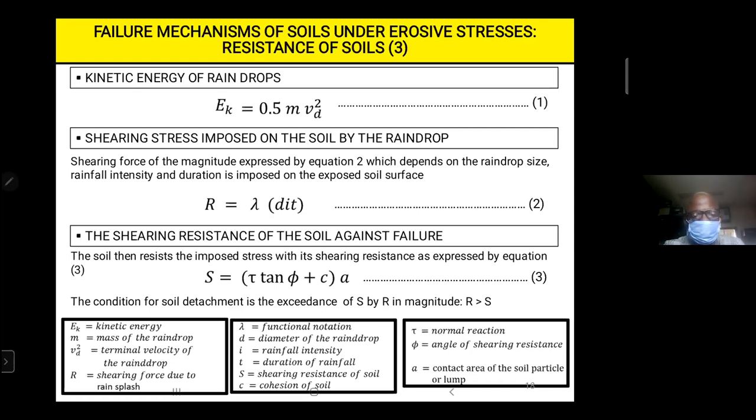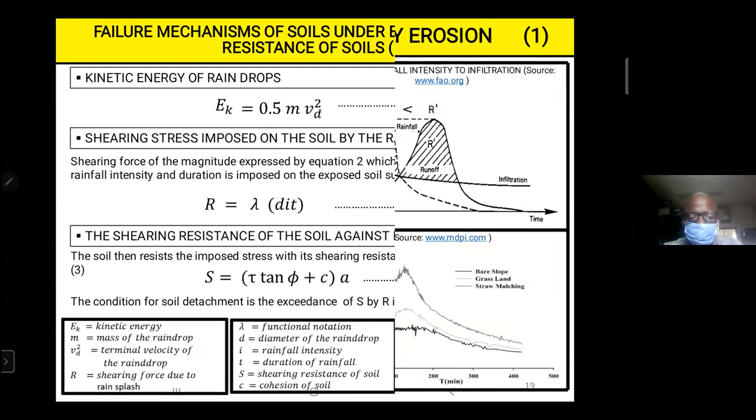So by looking at these parameters, we can look at very specific features or characteristics in order to increase the shearing resistance or prevent rainfall from reaching that sector at all, using geotechnical measures like diversion, like design elements that cover up and reduce the impact of rainfall. So this is at the very basic principle.